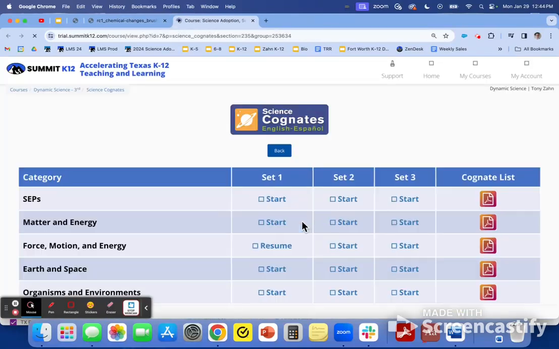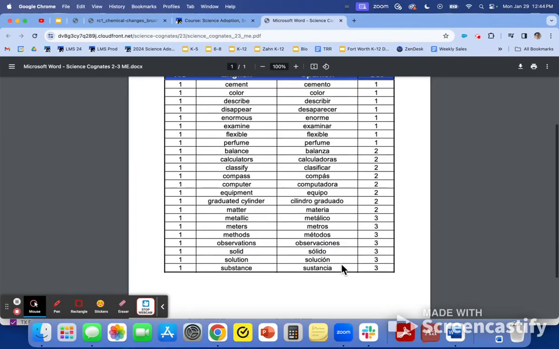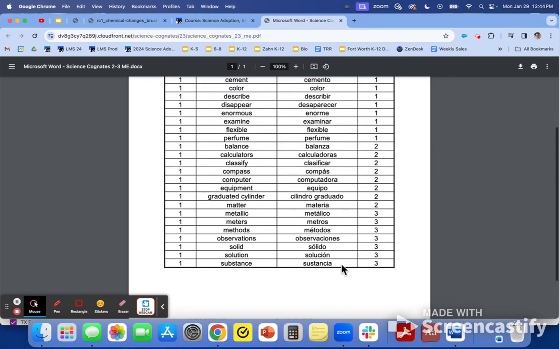Spanish cognates. There are many cognates, words that sound the same in Spanish and English. We're going to stick with our matter and energy theme. Let's look at this first set. You do have a list of the cognates for matter and energy, so there's a list for you and for students.